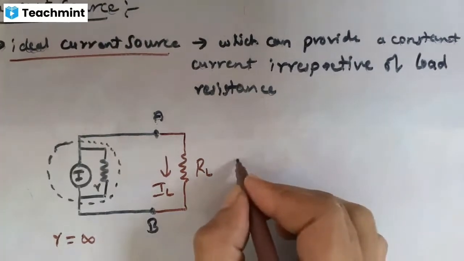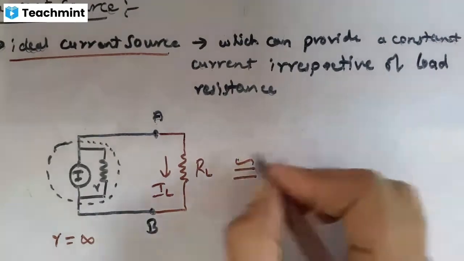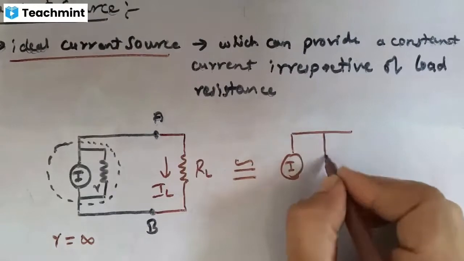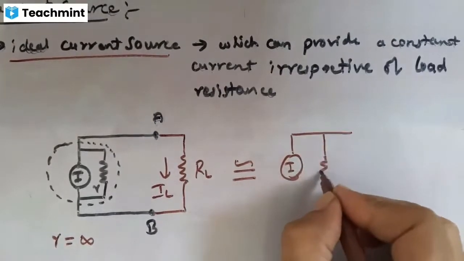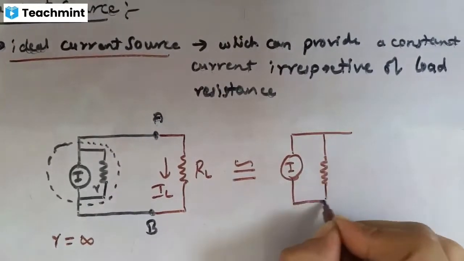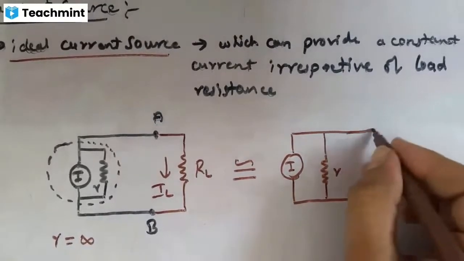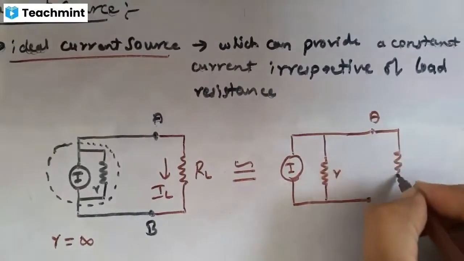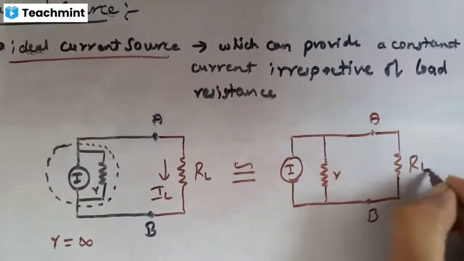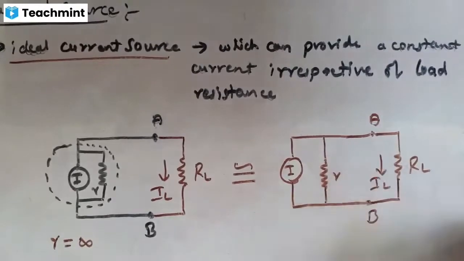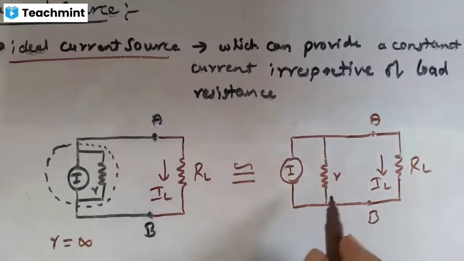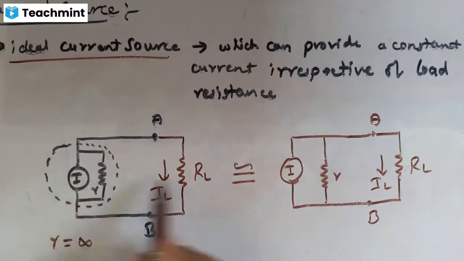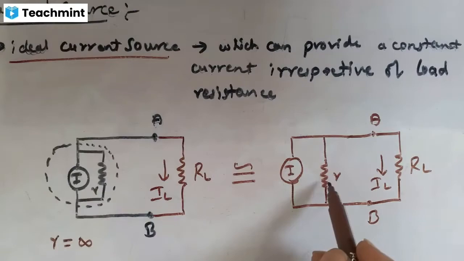So I will draw the equivalent circuit diagram here. Here I have I, and in parallel with this I, we have small r. Again, this is terminal A and terminal B. To the terminals, we are connecting one load resistor RL, so IL is flowing through this RL. Both circuit diagrams are the same, only here r is in parallel with I, and here also I is in parallel with small r.